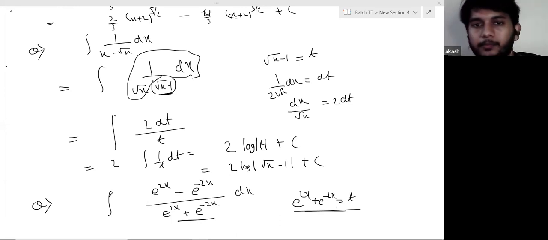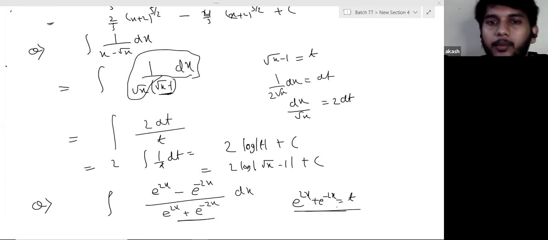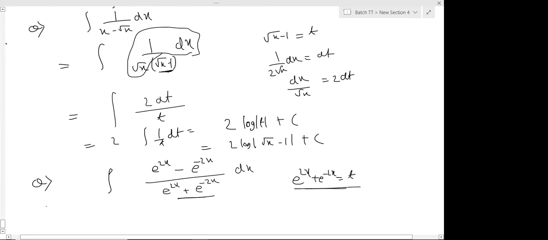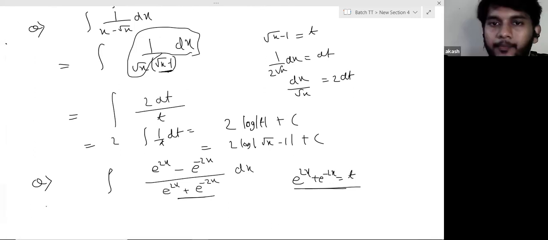Jiva, I think you mistyped the sign. That will be half log of e to the power 2x plus e to the power minus 2x, right? Sir, it's minus 2x. I was not able to type it in chat, so I just sent it. But I got the correct answer. Yes, yes. All right, very good.